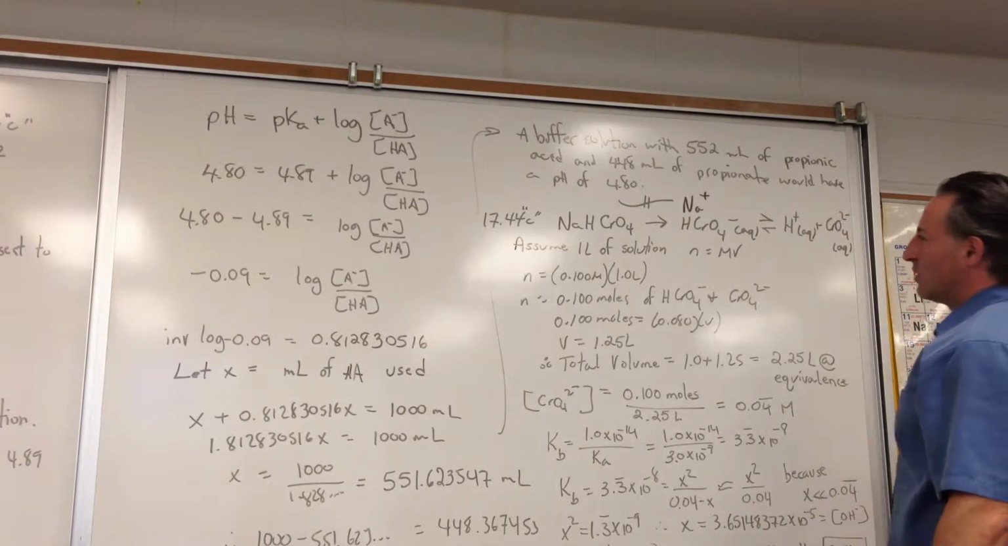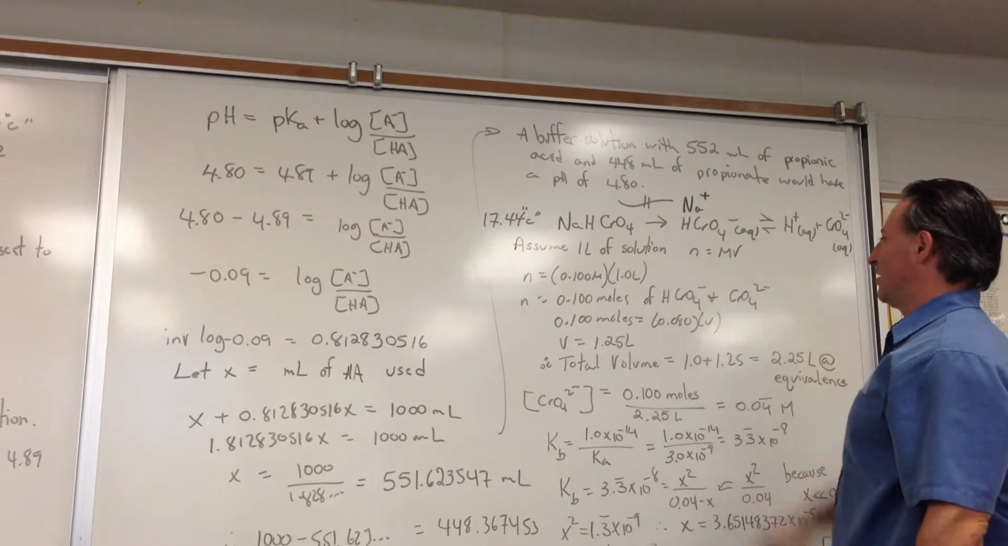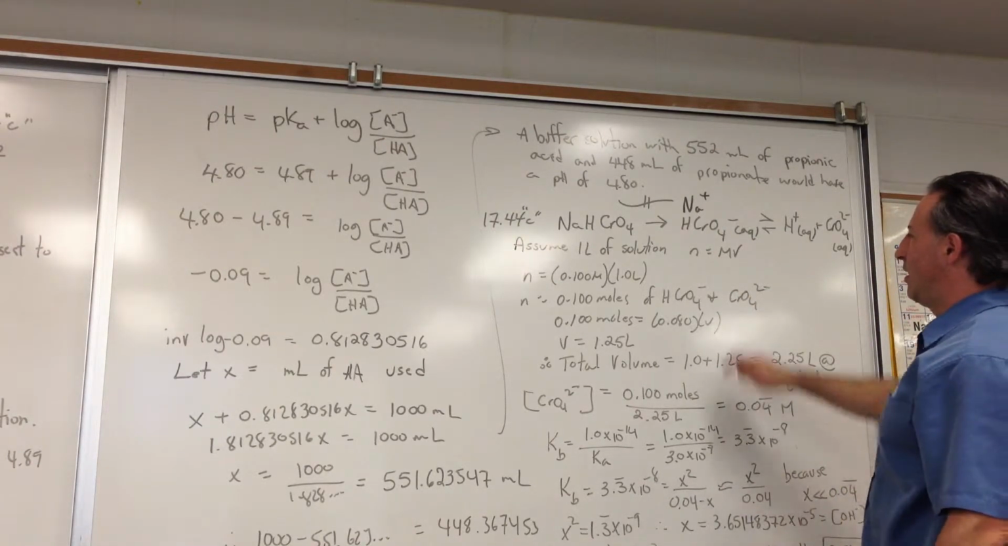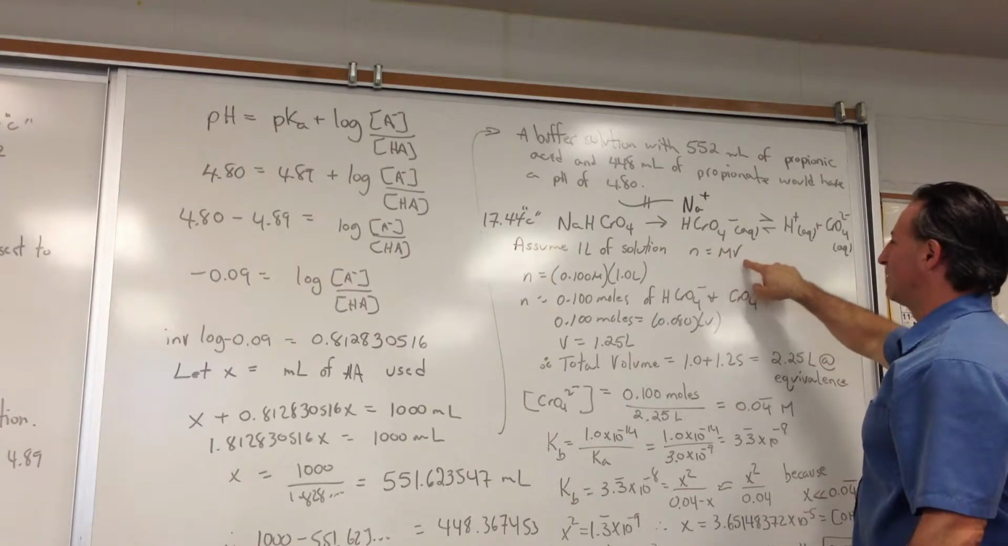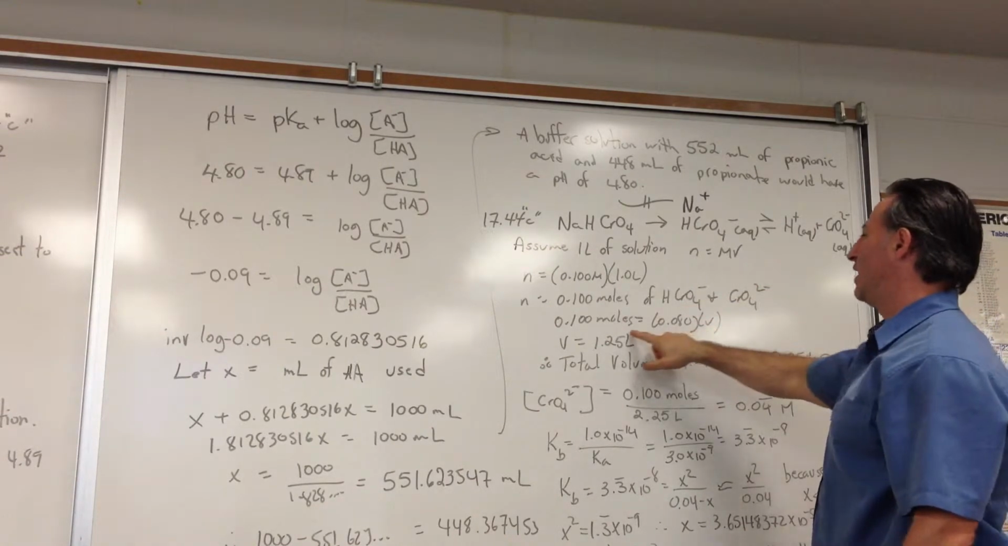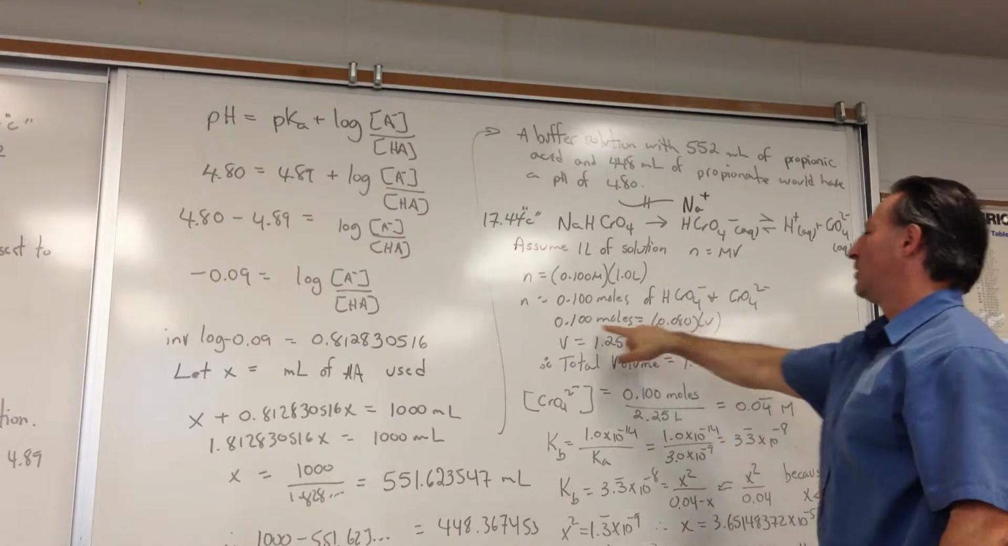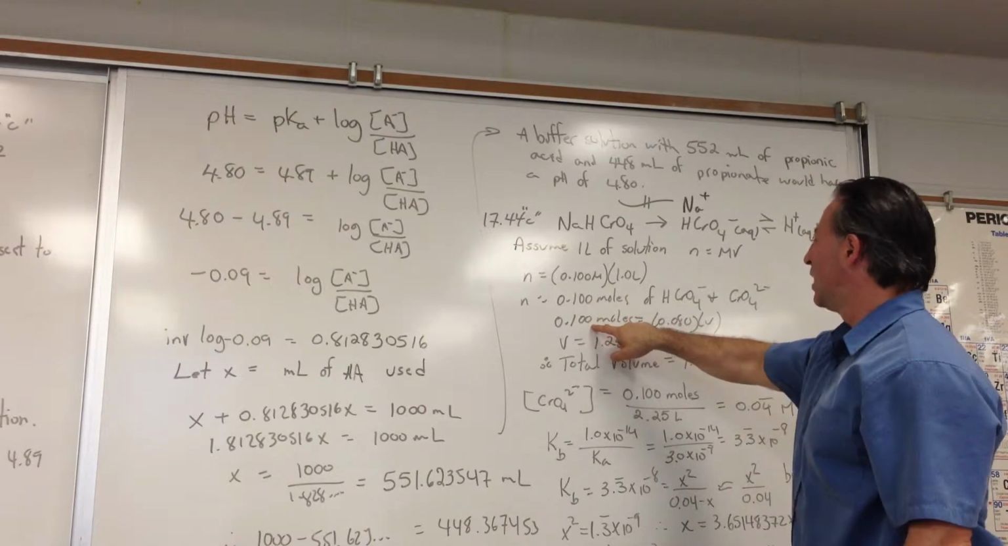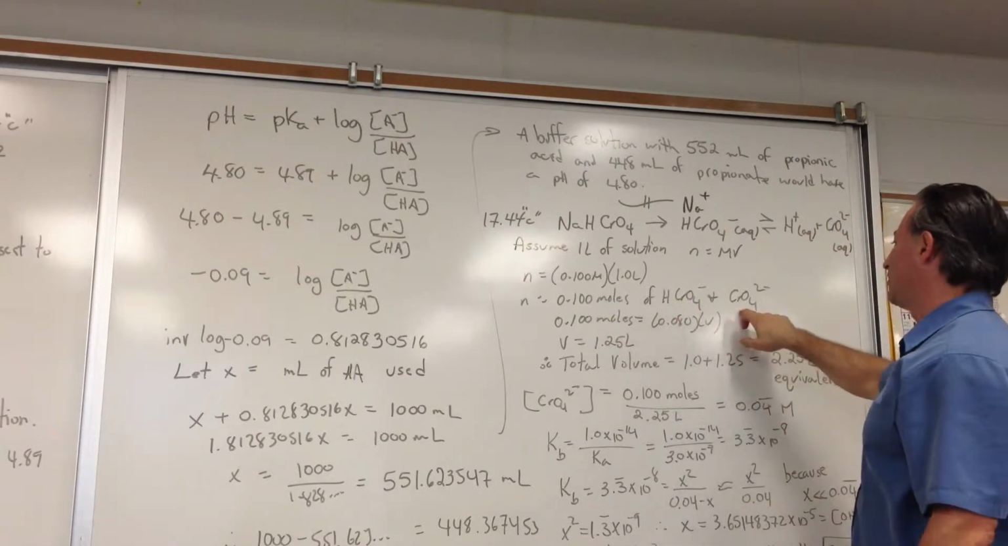If we assume a 1 liter solution of this substance, we're going to say the number of moles is equal to molarity times the volume. So we find out that we have 0.1 moles of hydrogen chromate and of chromate.